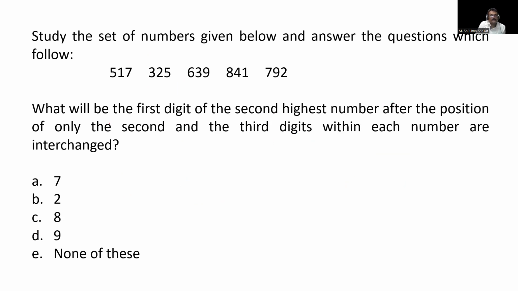Next one. What will be the first digit of the second highest number after the position of only the second and third digits within each number are interchanged? Yes, the second and third digits. Numbers are 517, 325, 639, 841, and 792. Yes, the second and third digits are interchanged.